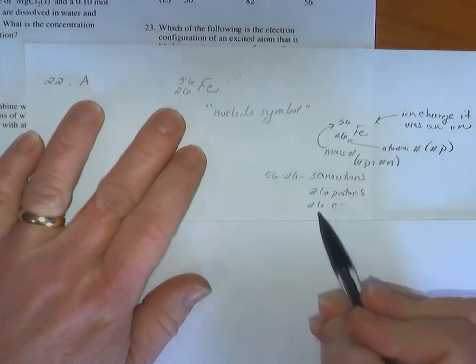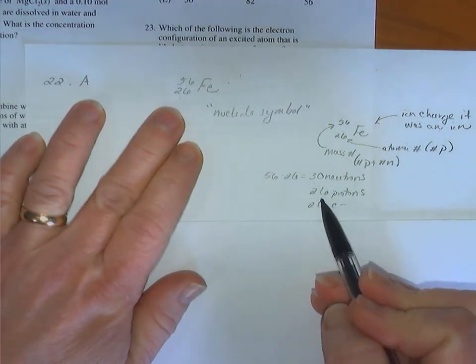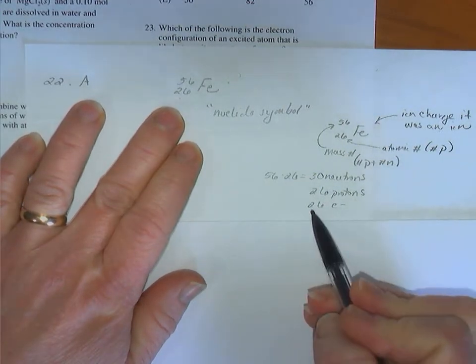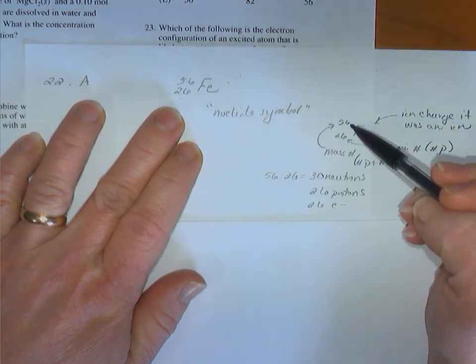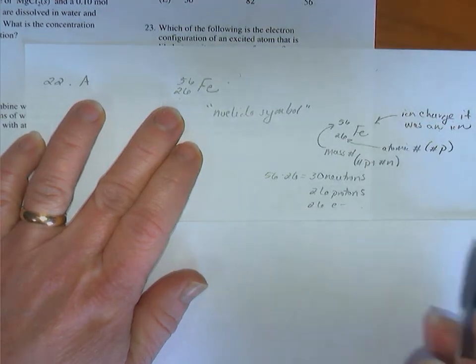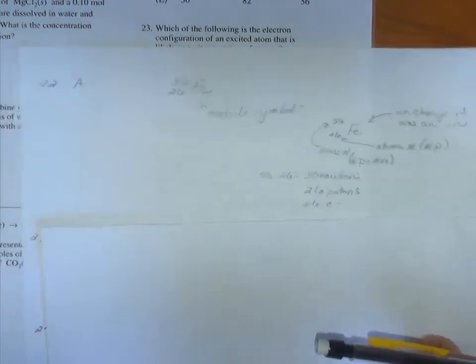So to be this version of iron, there must be 26 protons. If it's neutral, 26 electrons. Subtracting 56 and 26, we get 30 neutrons. So the choice is A.